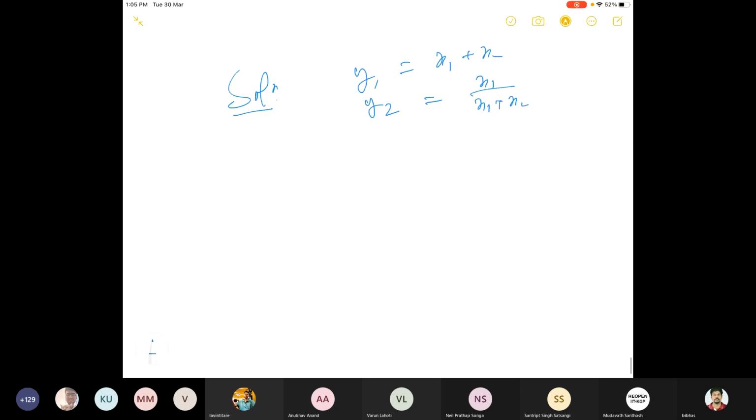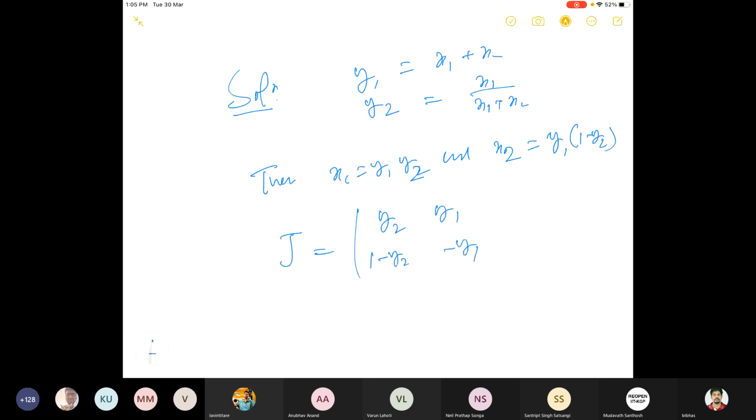Then we can write x1 equal to y1 y2, and x2 will be equal to y1 times (1 minus y2), and then we can calculate the Jacobian. It will be the determinant of y2, y1, 1 minus y2, minus y1, which is equal to minus y1.